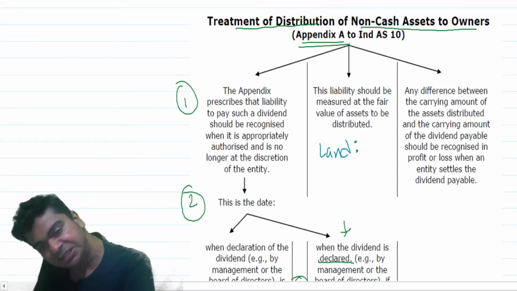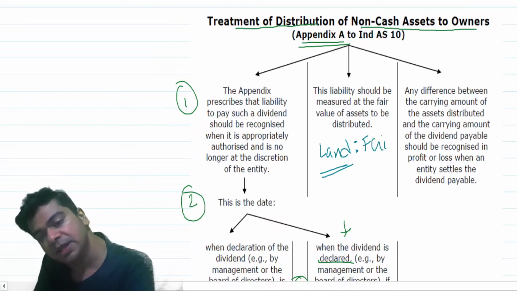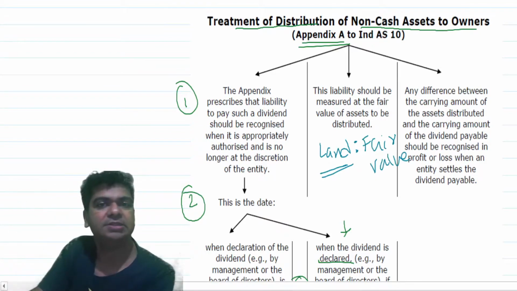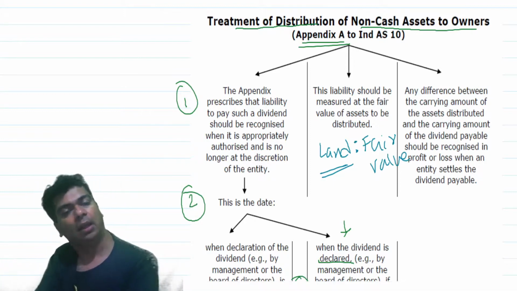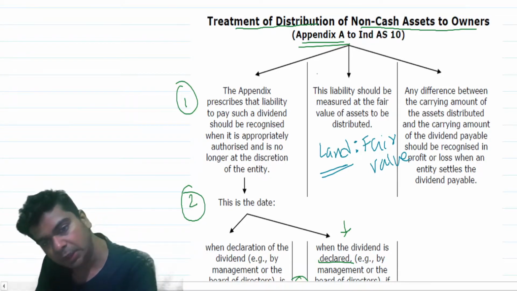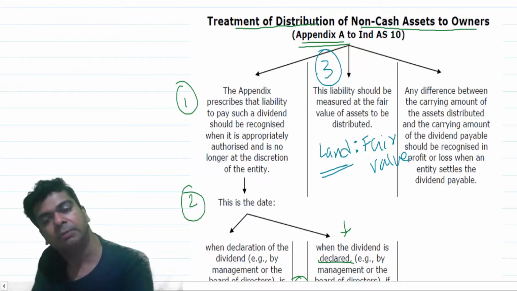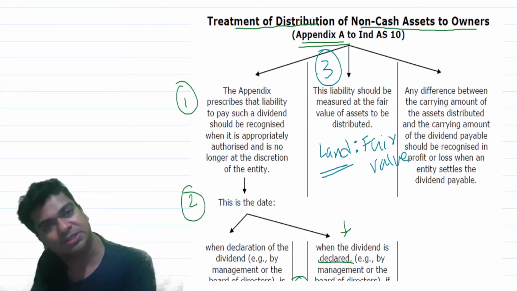Identify which asset you are going to distribute by way of dividend. Find out what is its fair value. Fair value of the asset to be distributed is your dividend liability. By that amount, record the accounting entry. That's our third point. The liability should be measured at the fair value of the asset to be distributed.